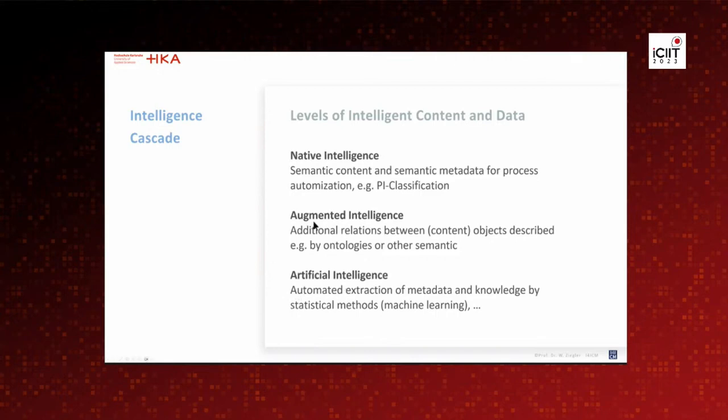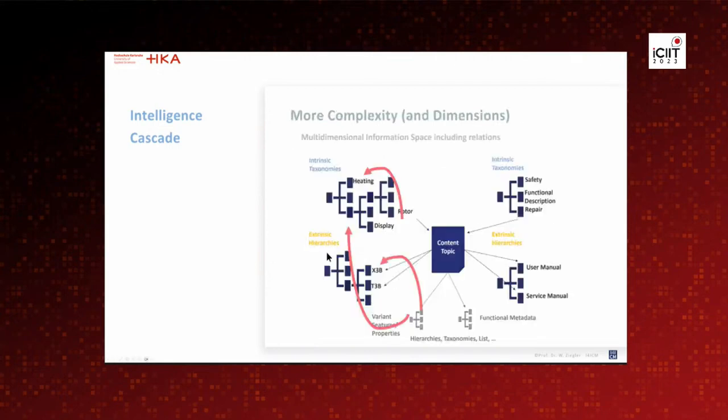I would like to look at the augmented intelligence now. So why is in technical communication so important also to include knowledge graphs? And the reason is pretty easy, because there are dependencies.